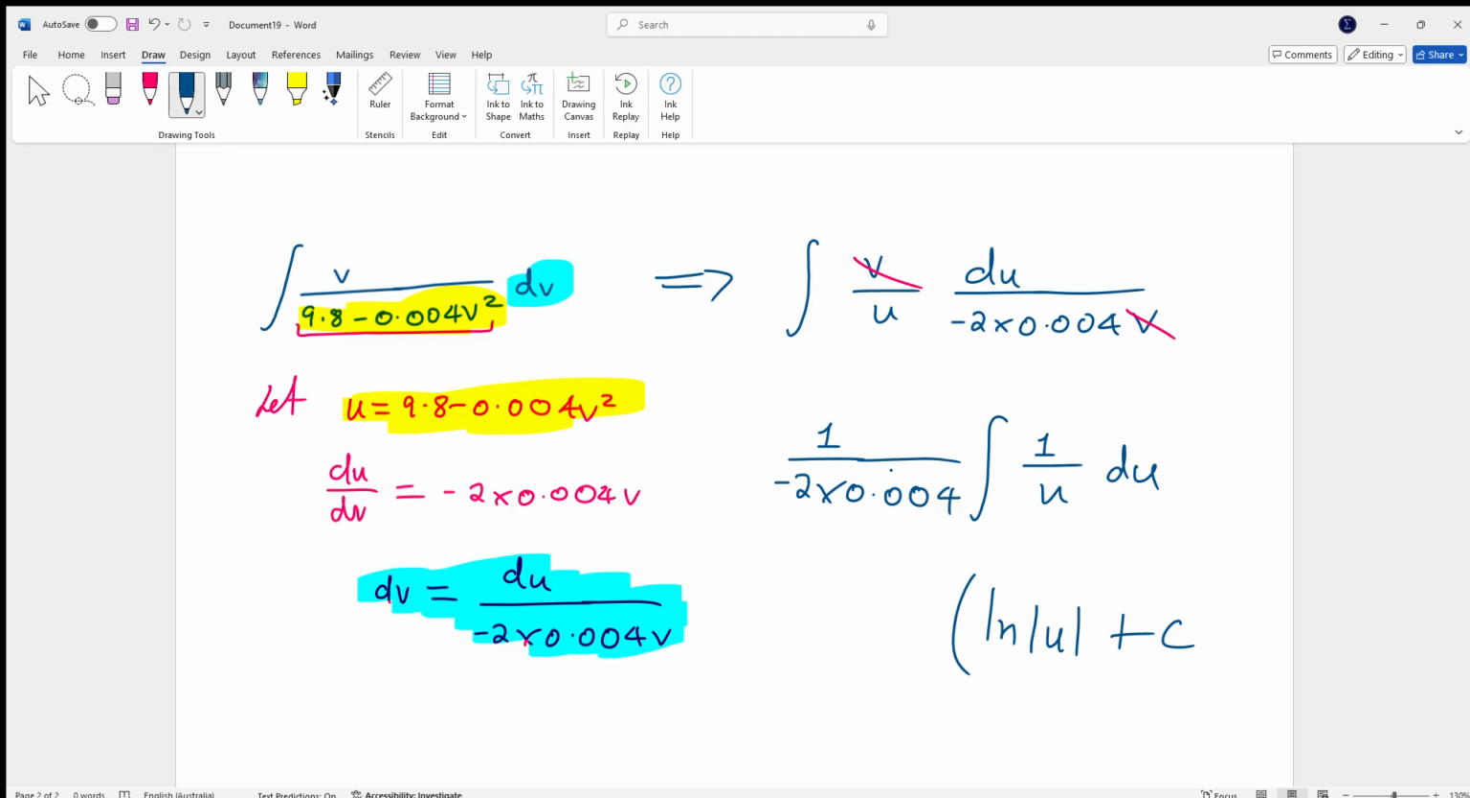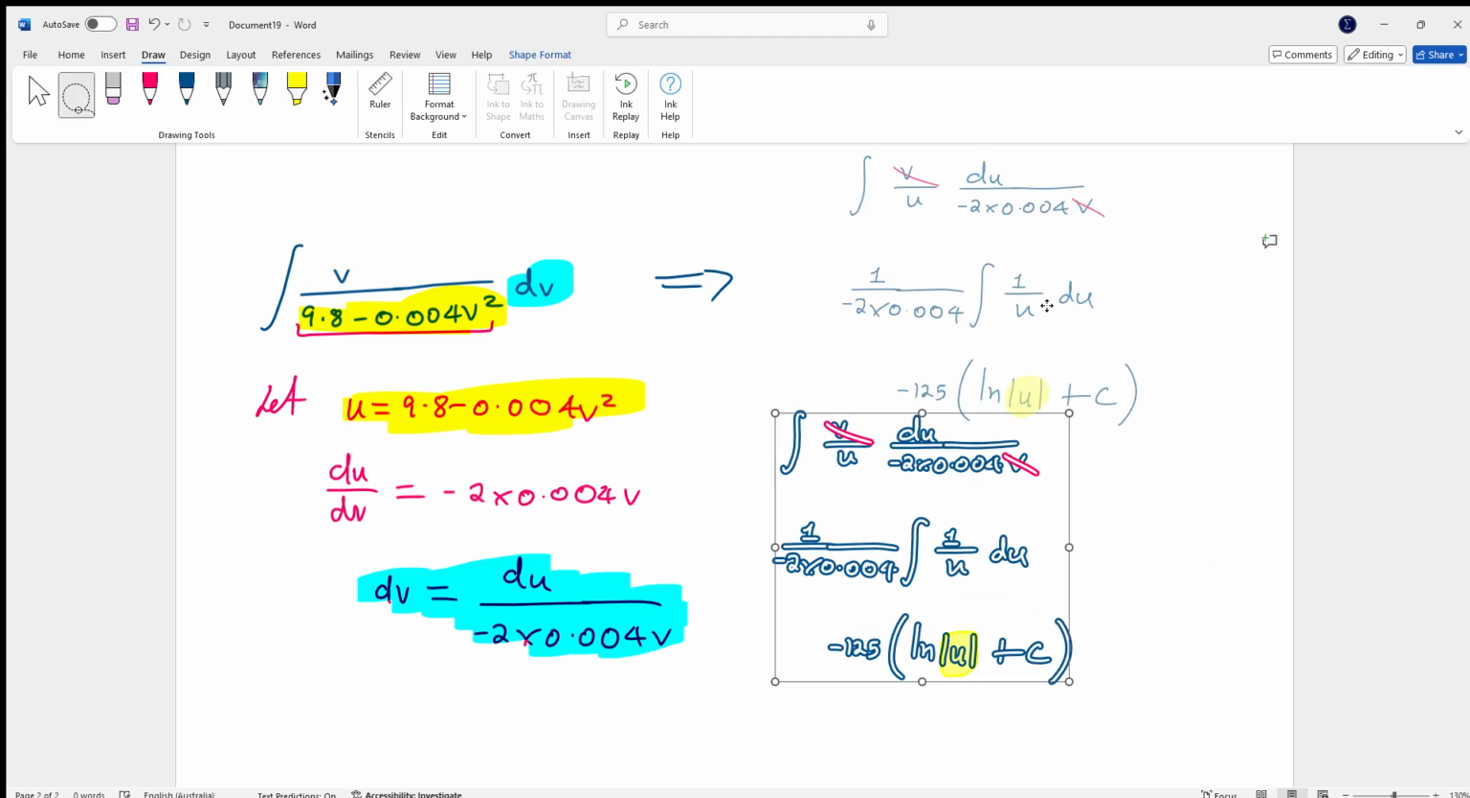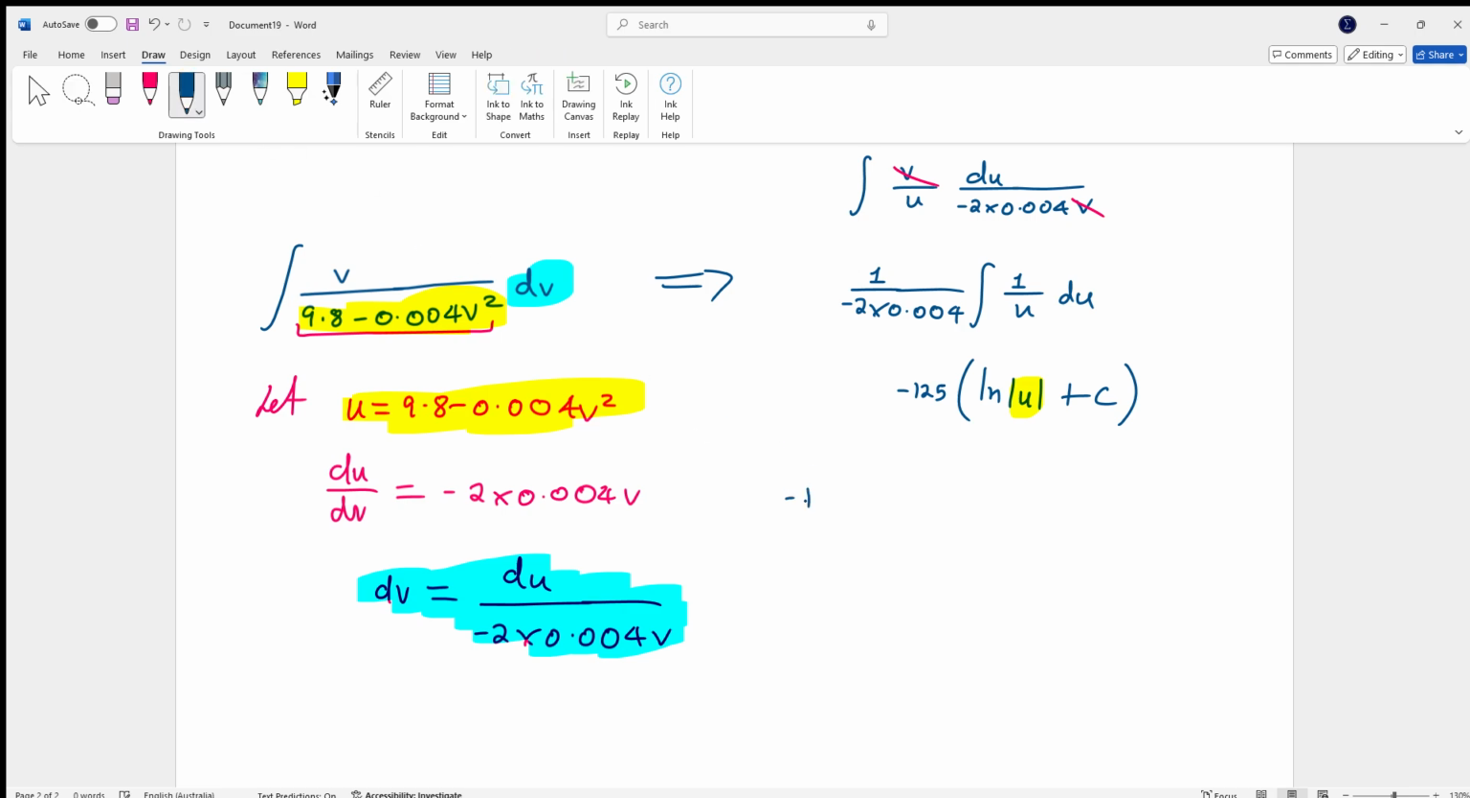Now we might as well work out what that number is. Because we've got to calculate in this exam, 1 over negative 2 times 0.004 gives us negative 125. That's a lot easier to work with. Now, we're not finished here. We have to put the u back in there, so we'll make this a bit smaller. We'll get negative 125 ln of 9.8 minus 0.004 v squared, plus c.